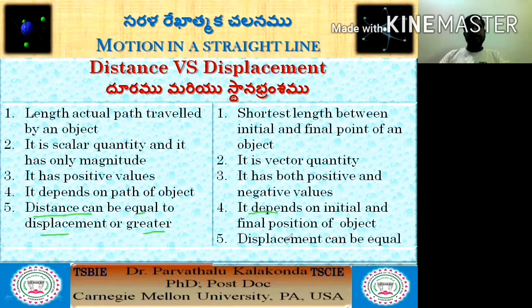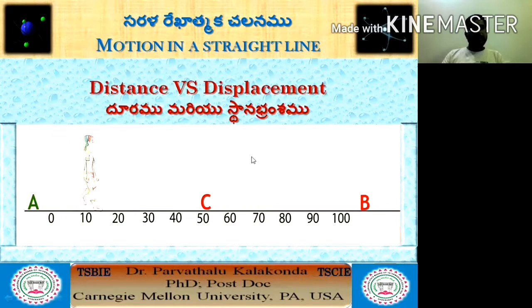Moving on, here you can see another example, where you can clearly see distance and displacement. As I mentioned, a person goes from A to B via C and back to C. So A to C is how many? 50 kilometers, let us say.